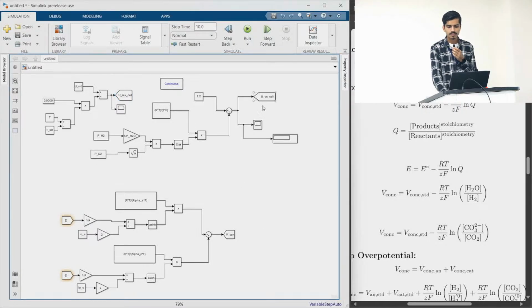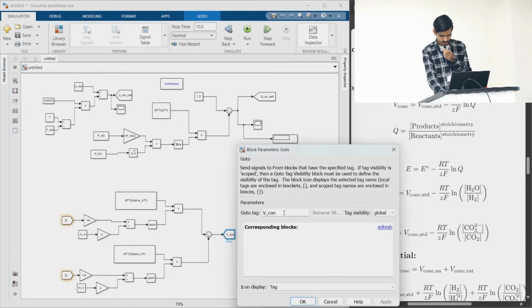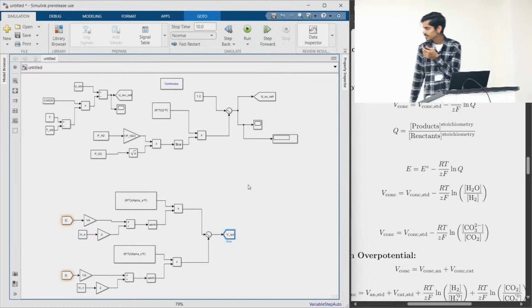So now we have these two potentials, open circuit and activation. Not concentration, actually it is activation. As literature proposes, we can easily neglect the concentration losses when we are operating below 3 ampere per centimeter square. So here we don't account the concentration losses for this case.